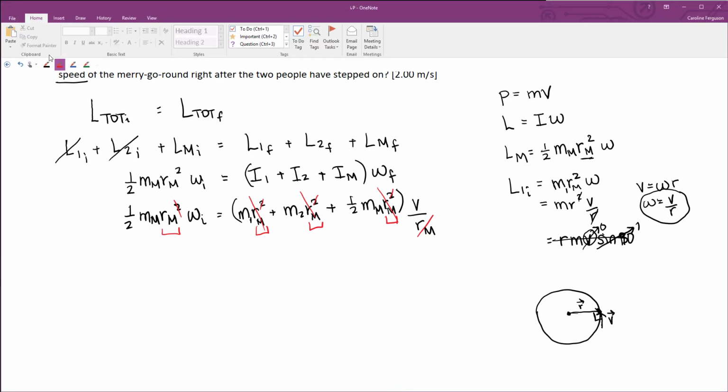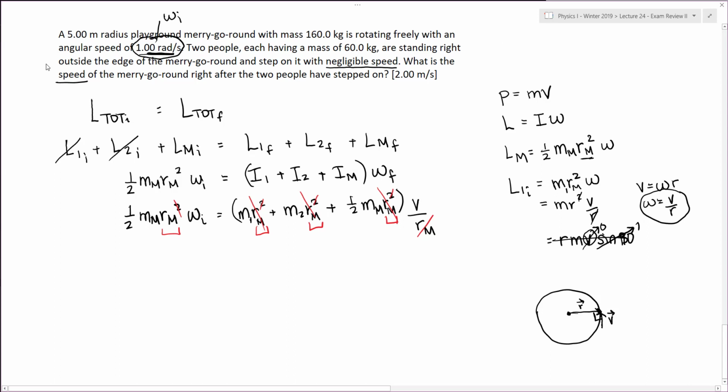Okay. So now we're trying to solve for this v over here. So we're going to rearrange our formula. So we have 1/2 mass of the merry-go-round, radius of the merry-go-round, omega initial, divided by m1 plus m2 plus 1/2 mm is equal to v. And this is my v final.